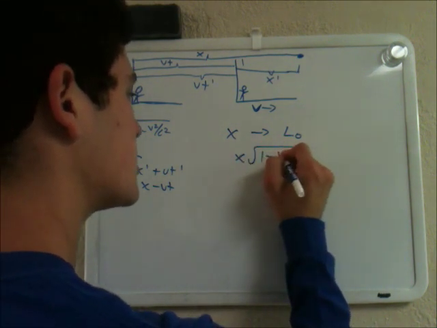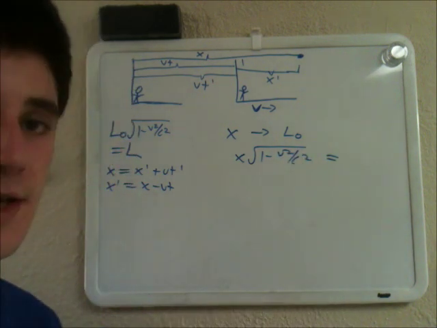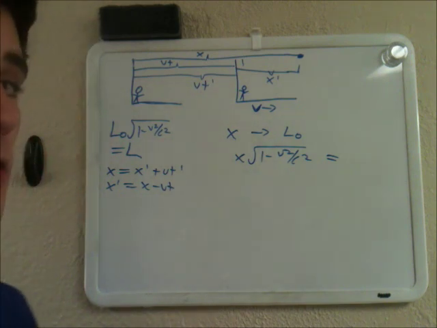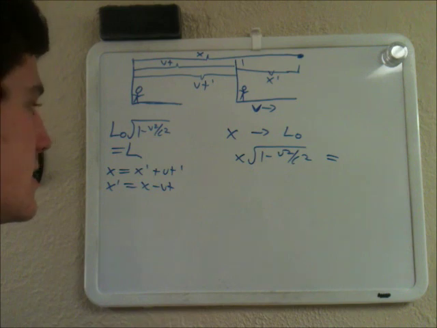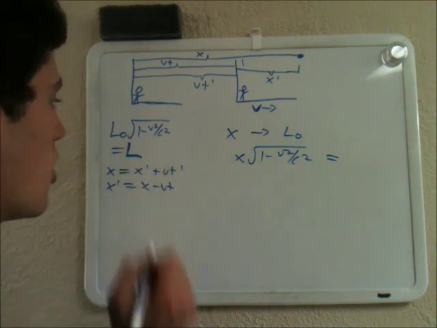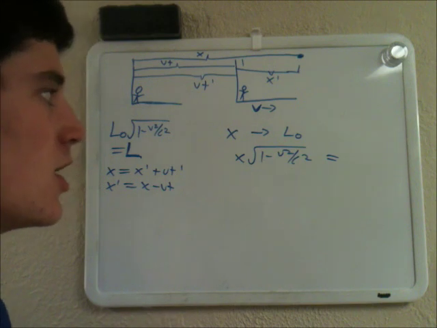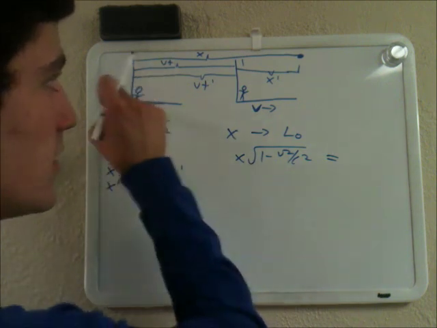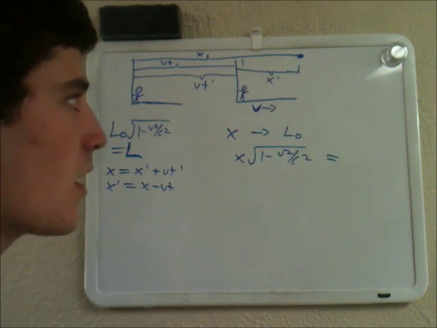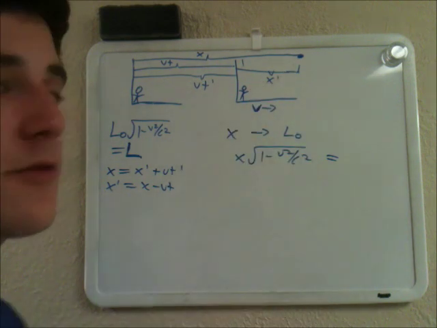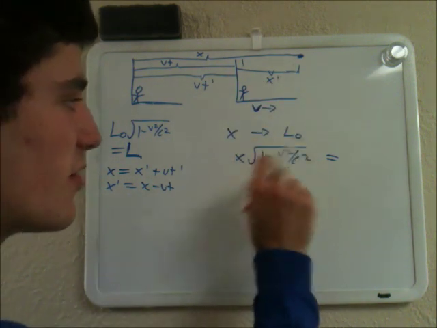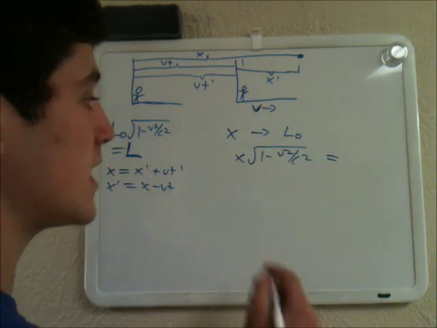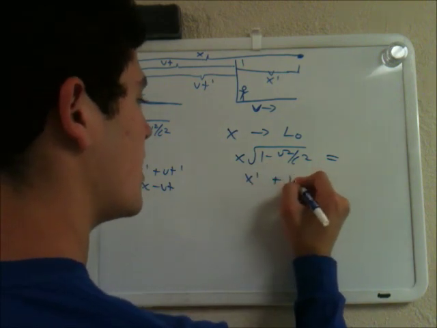x square root 1 minus v squared over c squared equals something. Now again, what L naught is, it's the length or distance of something in its own reference frame. What L is, it's the length or distance as observed by somebody in another reference frame whose difference in velocity is v. So we can say that x, the real distance in the not prime frame, will equal the distance that the prime frame observes it to be. So x times the square root of 1 minus v squared over c squared will equal the distance that the prime frame thinks it is, and the person in the prime frame will say that the distance is x prime plus vt prime.